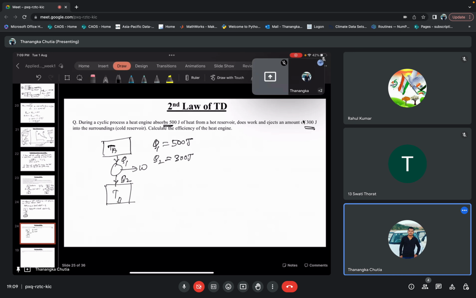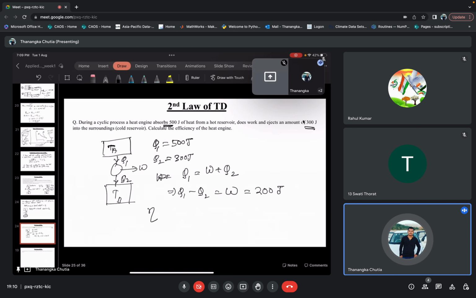So what will W be? If you do the energy balance at this engine, input Q1 is equal to W plus Q2. So basically Q1 minus Q2 is equal to your W. Then what will be my W? That will be 200 joule.